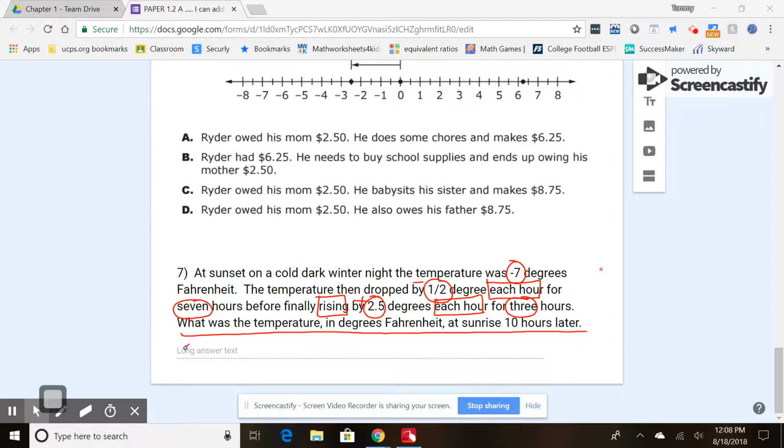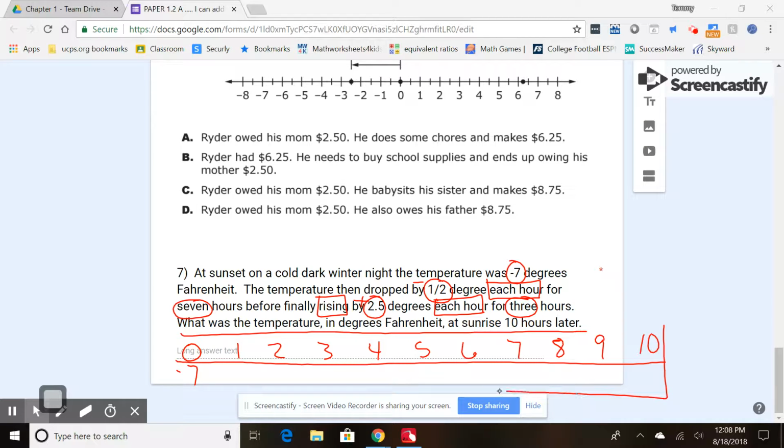So at the 0 hour, it was negative 7. And then it went 10 hours for the night. And the temperature was changing during the night. And we need to see what it was at the end of the night. So I'm going to put this one into a table.